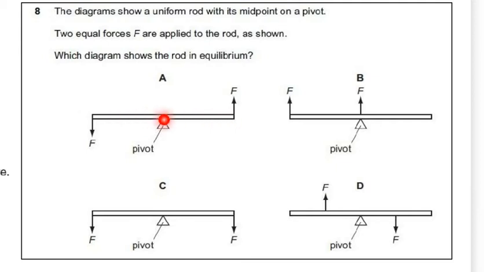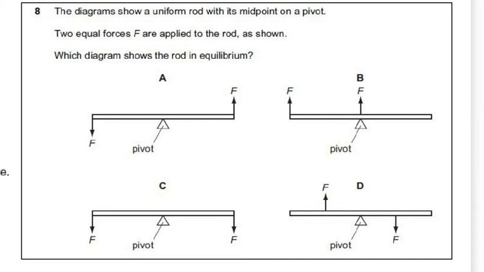And its midpoint is on a pivot. That means the rod without any forces should balance on that pivot, okay? Now we add forces. So two equal forces are then applied to the rod. And then we've got four different situations, A, B, C, and D, of how those forces might be applied to the rod. The question is, which diagram would be in equilibrium?